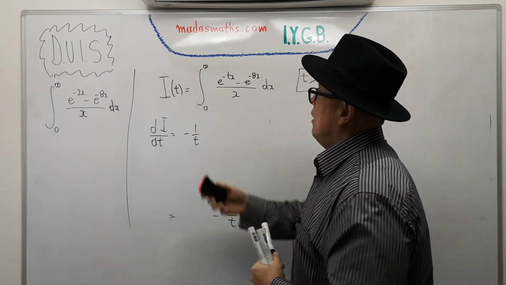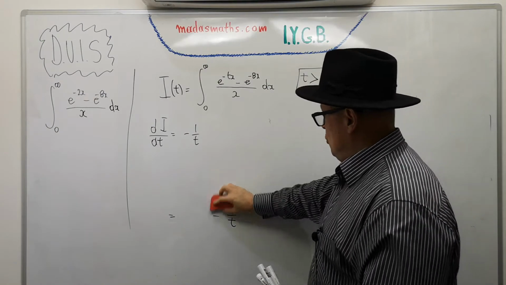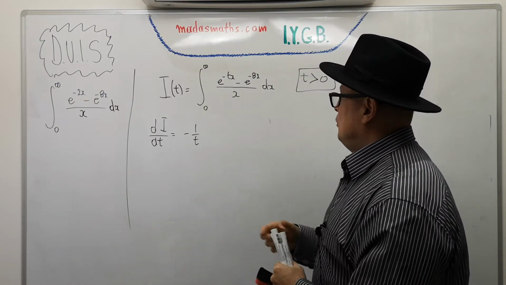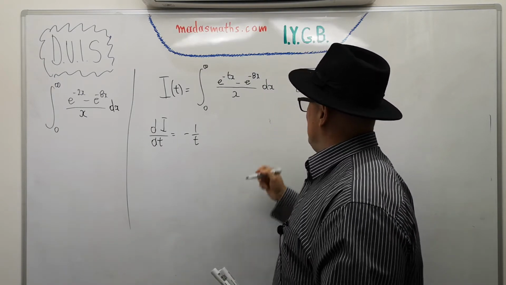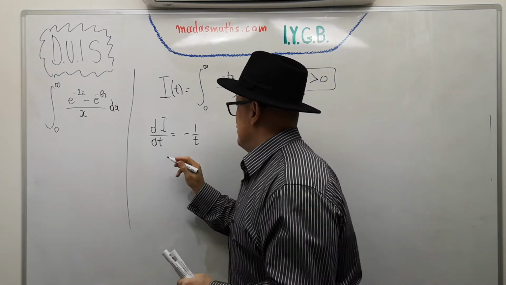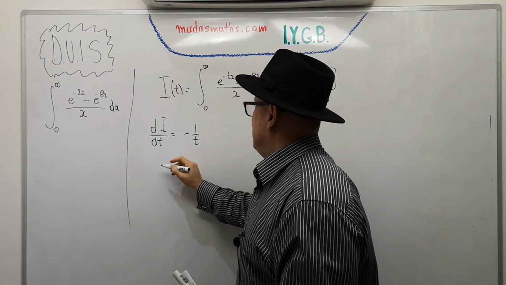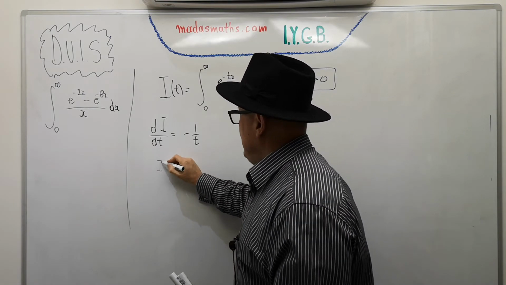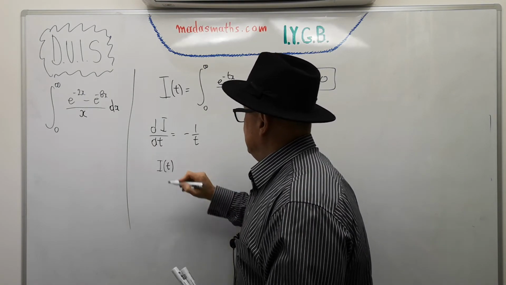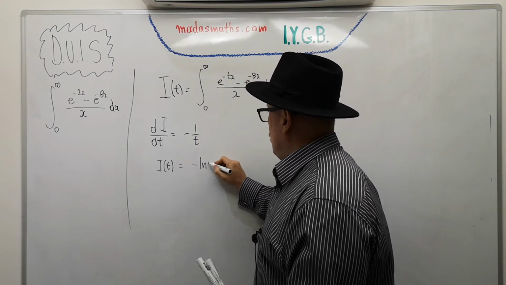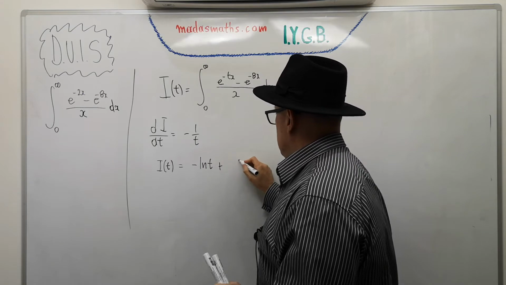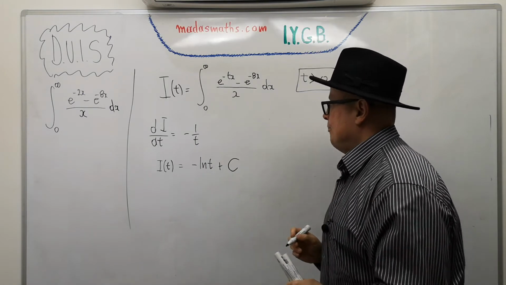So of course, I want my I of t. I've got to solve a very simple differential equation. It's not even, we can call it, if you want to make it feel better, a differential equation. It's just a simple integration really. So my I of t, if we integrate that, is going to be minus log t, and let's not forget the constant of integration, plus c.